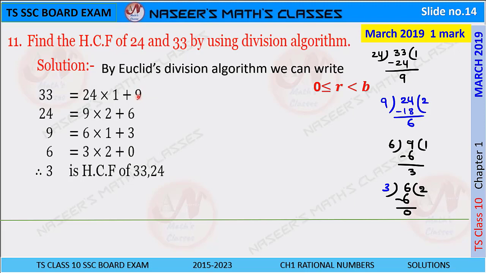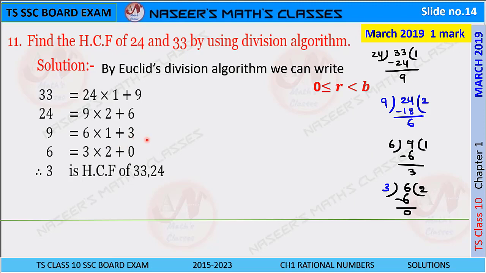Here remainder 9 is not equal to 0. Then we divide 24 with 9. Then we get 2 as a quotient and 6 as a remainder. Then it is written as 24 is equal to 9 into 2 plus 6. Here 6 is not equal to 0. Then we divide 9 with 6. Then we get a quotient 1 and remainder 3. Then this is written as 9 is equal to 6 into 1 plus 3.